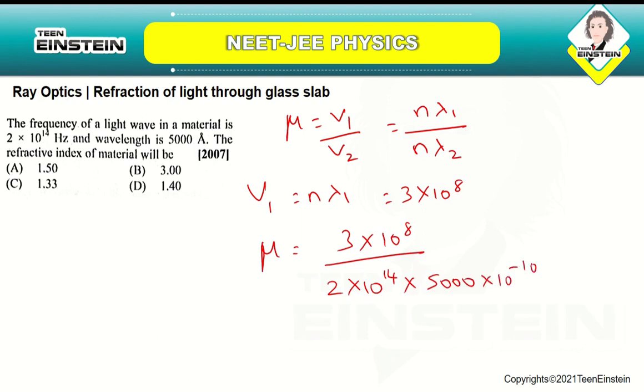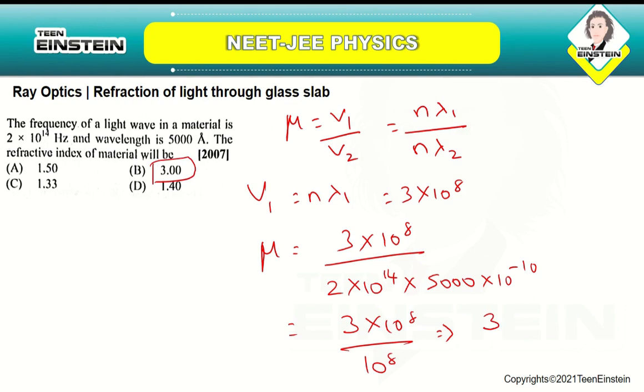You are substituting that, and if you solve this, you will be getting 3 into 10 power 8 by 10 power 8, which is equal to 3. So, the correct answer is the refractive index of the material will be 3, option number B.